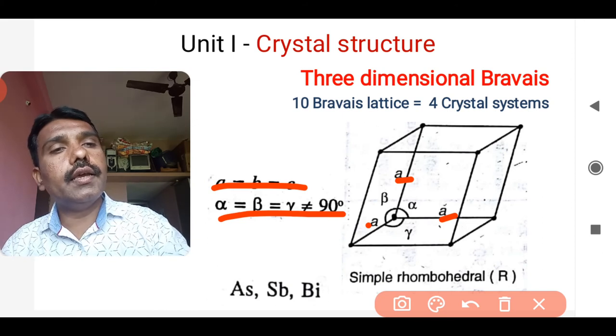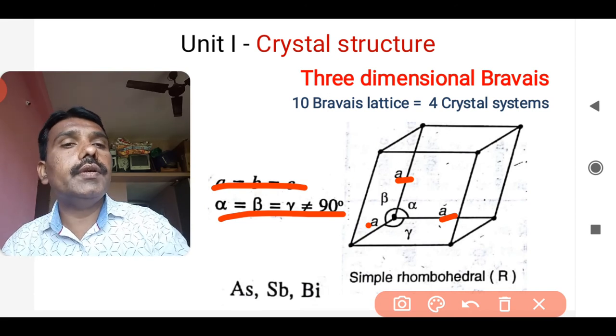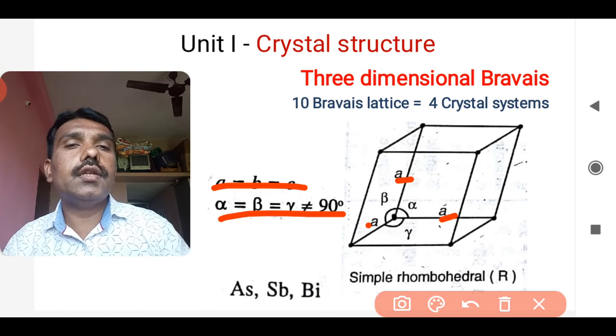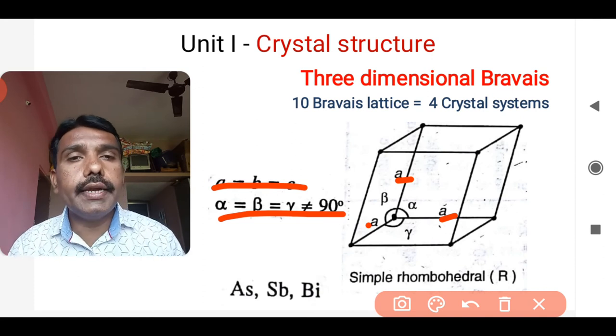That is again the angle between B and C, that angle is 90 degrees, that is alpha. In between C and A, that is the angle beta, that is also 90. And the angle in between A and B is called gamma, it is also an important factor. Gamma is not going to be 90 in that case.